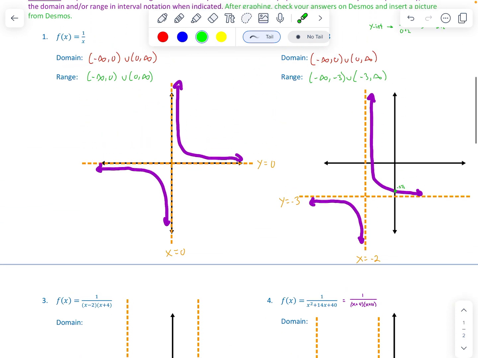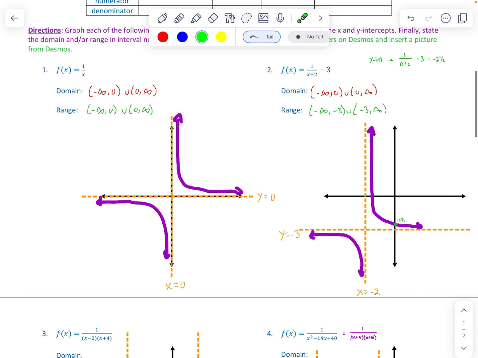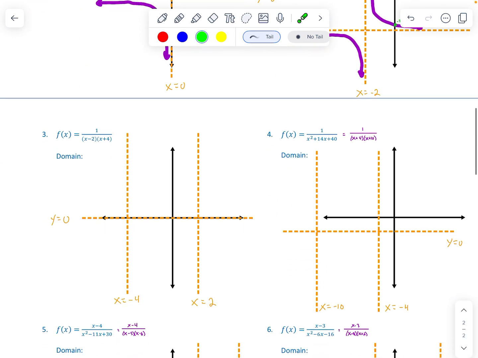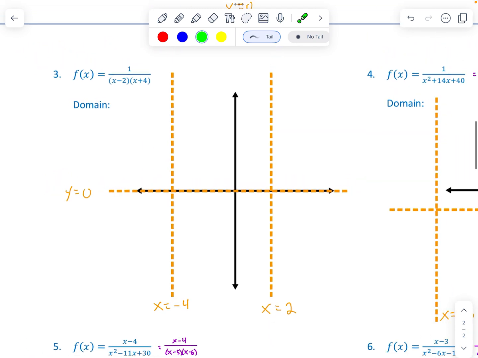All right, jumping down to number 3. Oh, we should be finding x-intercepts also. But we're not. I will specifically ask it on problems where I want you to find it. I'm not going to have you find it on this one, even though there is one. The algebra required is not what I want to get into right now for those problems.